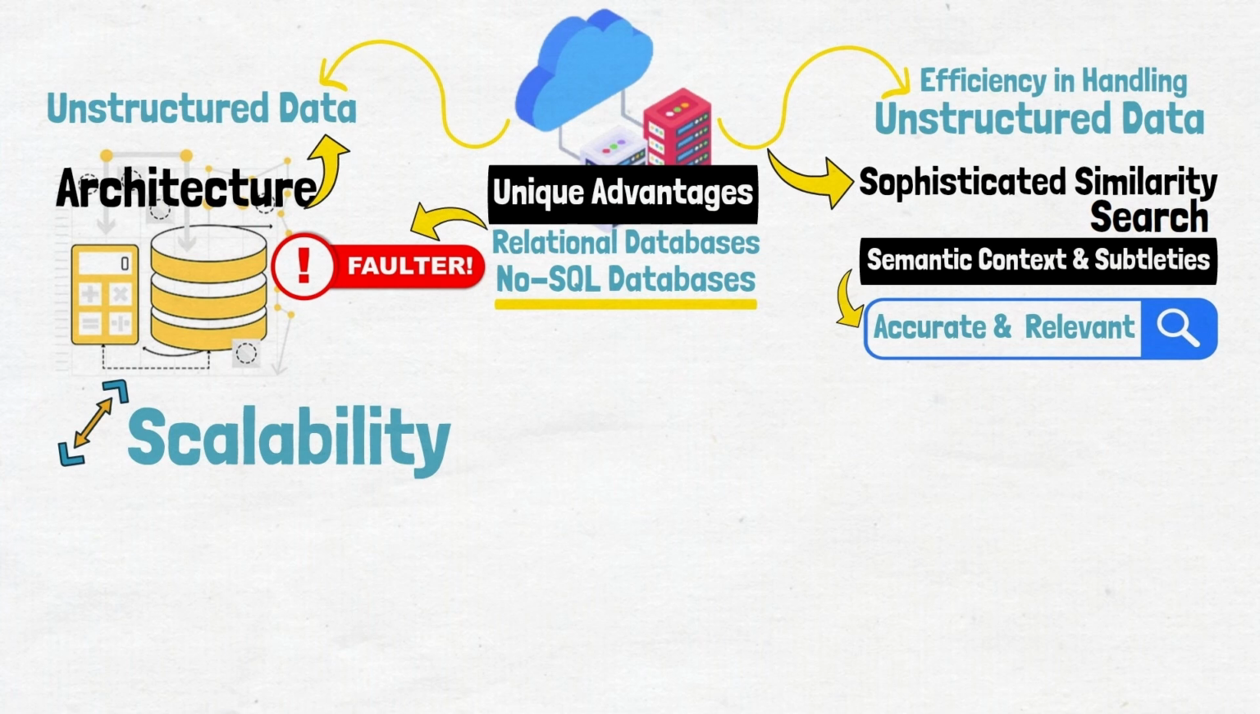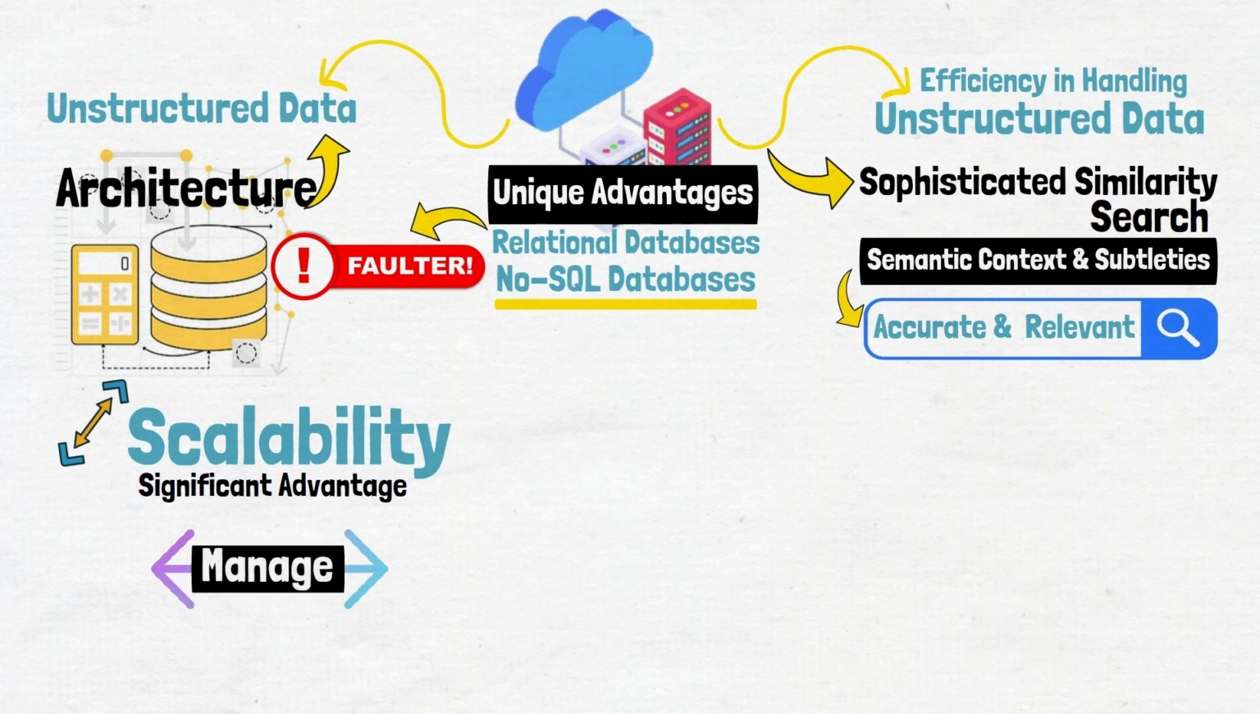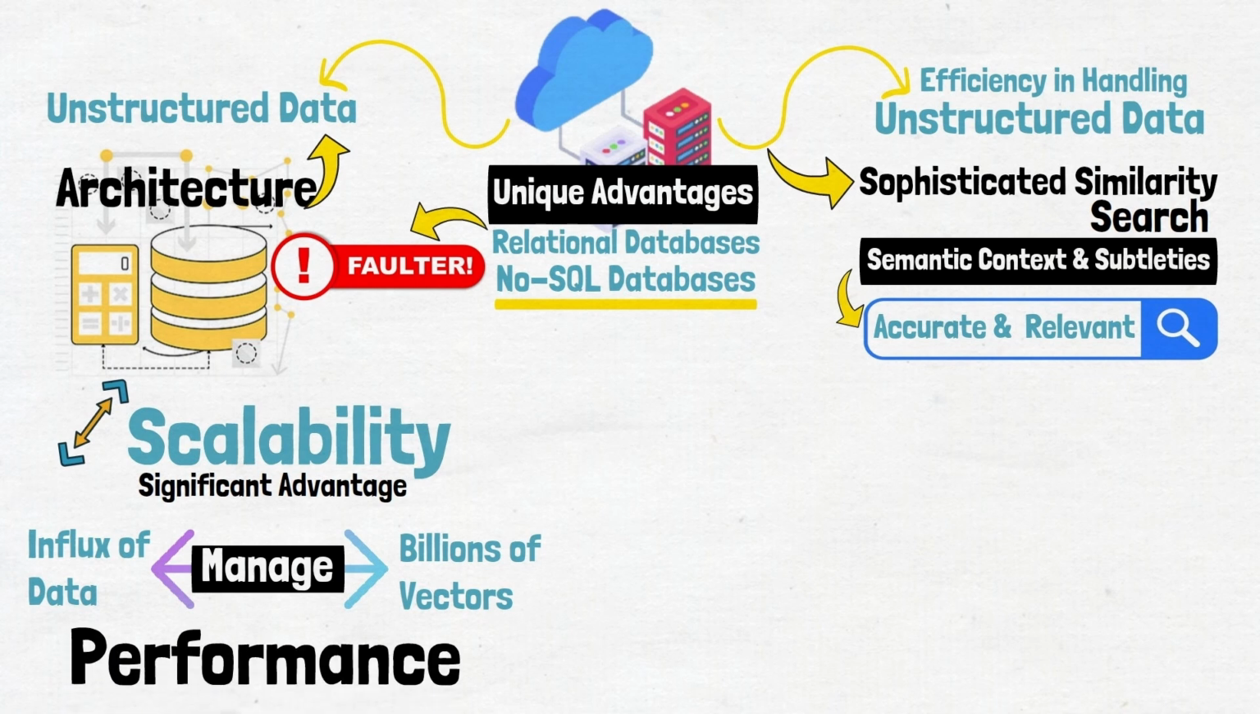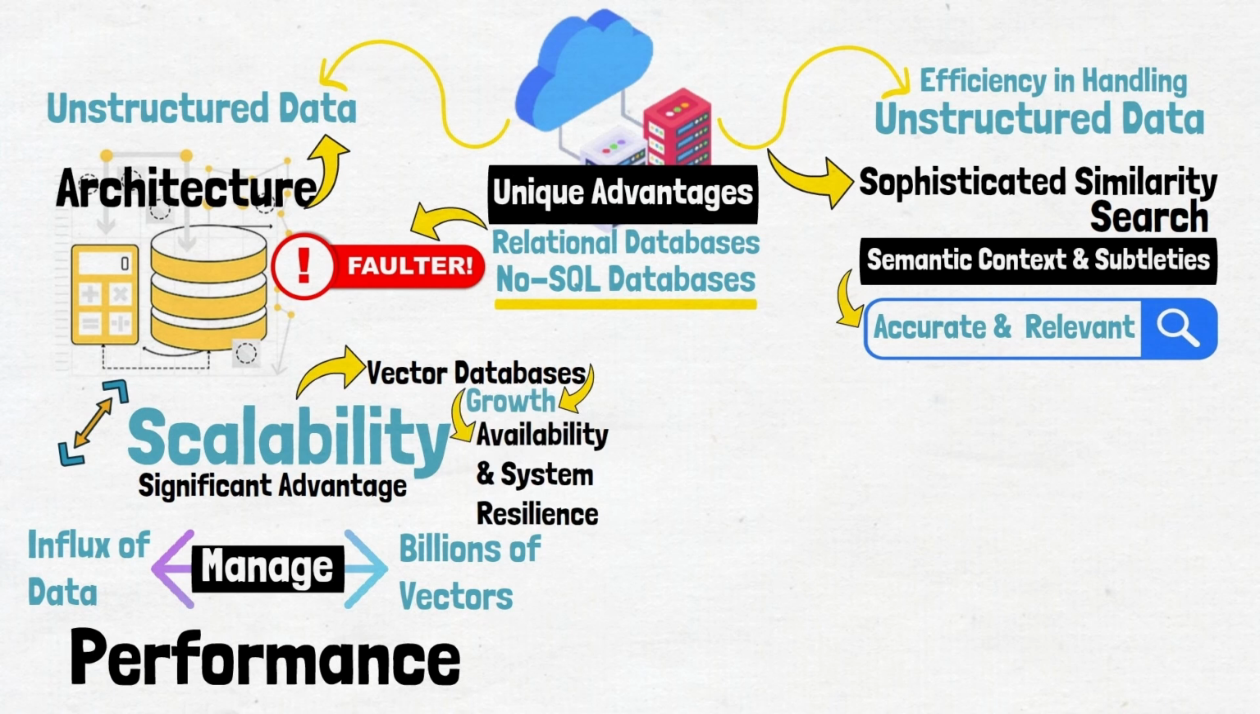Scalability. The scalable nature of vector databases is another significant advantage. Designed to expand horizontally, they can seamlessly manage the increasing influx of data, supporting billions of vectors without compromising performance. The scalability ensures that vector databases can sustain the growth of data over time, maintaining high availability and system resilience even under the strain of massive datasets.